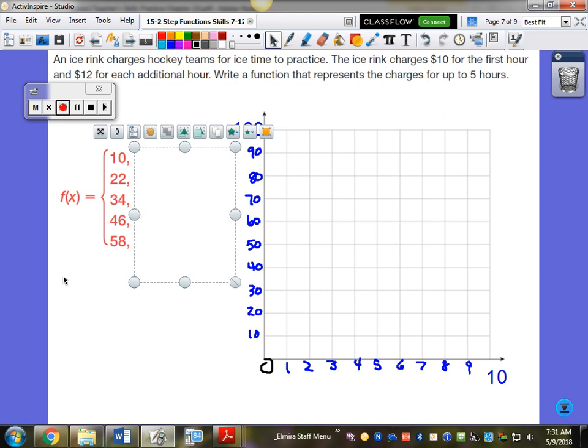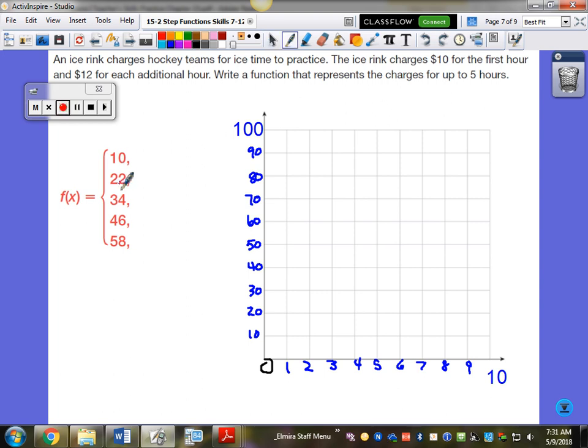So what I've uncovered here is we're starting at that $10 for the first hour and then $12 each additional hour. So each row going down is adding 12. So 10 plus 12 is 22. Then the next one would be plus 12 more is 34, and 34 plus 12 is 46, and 46 plus 12 is 58. Okay, that's 5 rows.